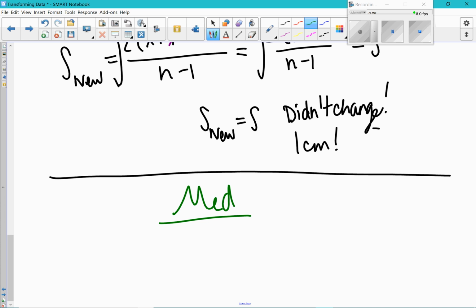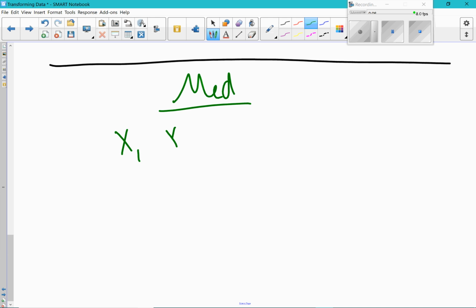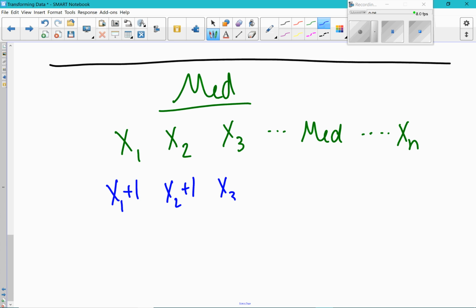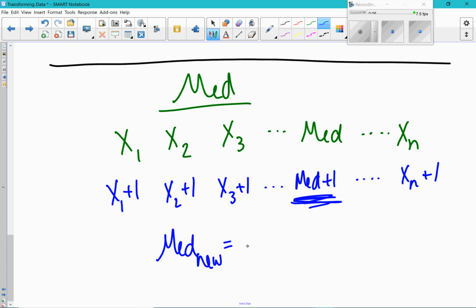All right, so we want to figure out what the new median is. Well, it's just like if I wrote them all out in order, x1, x2, x3, dot, dot, dot, I've got the median somewhere in the middle, and then I've got xn at the end, right? If I just add 1 to everything, that's essentially not changing the position of the median. It's still going to be that centermost point, the data point where 50% are below it and 50% above it. So the new median would be the old median plus 1.